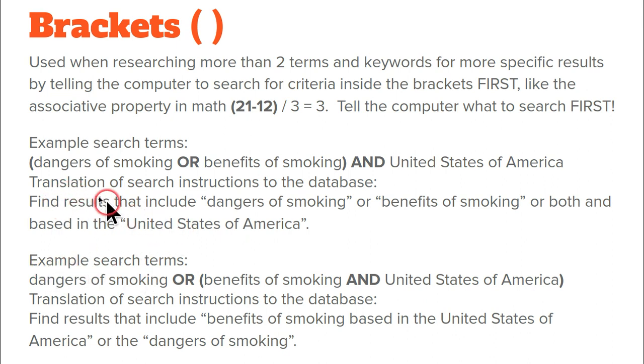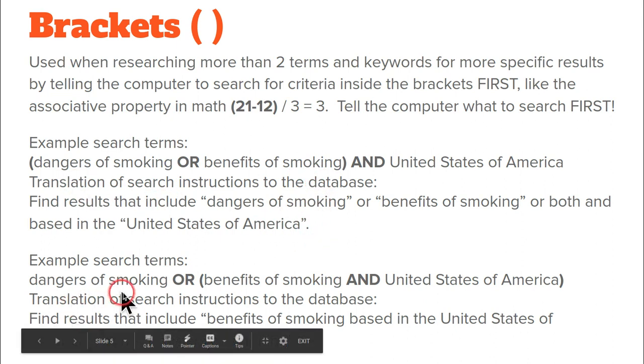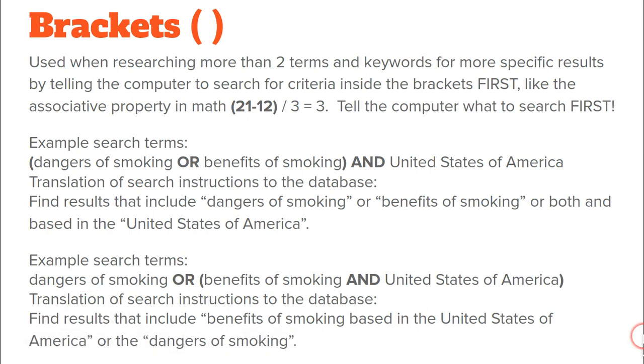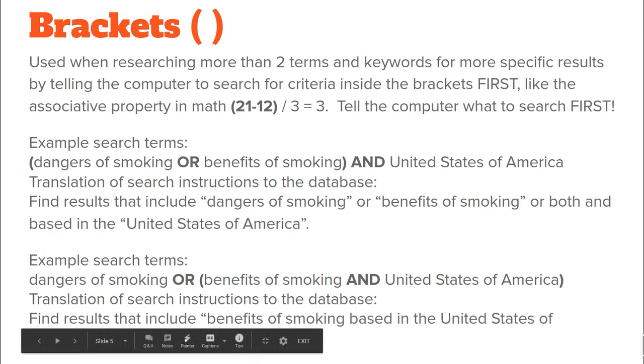All right, so putting the brackets around the dangers of smoking or benefits of smoking, this is what we are telling the database. If we were to put the brackets around benefits of smoking in United States of America, we are telling the computer, hey, find results that include benefits of smoking based in the United States of America, or find the dangers of smoking. So this is the purpose of using brackets in your search.